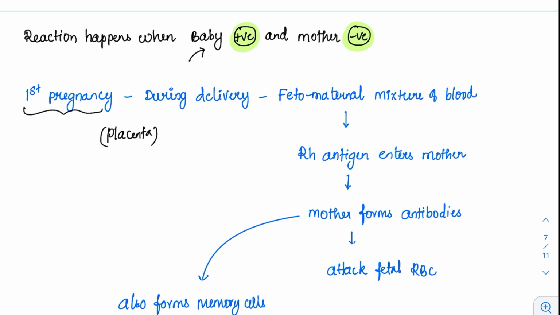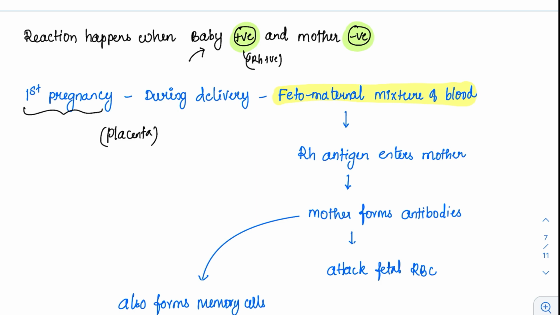But during the delivery time, what can happen? There is some feto-maternal admixture of blood. The fetal blood is entering the maternal circulation and maternal blood is entering the fetal circulation. So now the baby is RH positive. The baby's RH positive blood is entering the mother. The mother has been RH negative through her entire life. Now what will happen? The mother will sense these as a foreign agent.